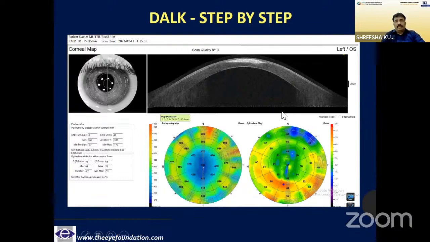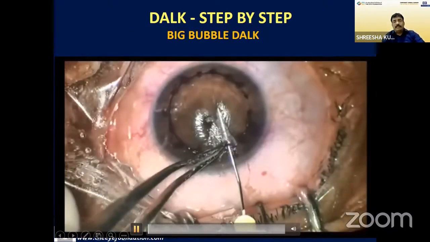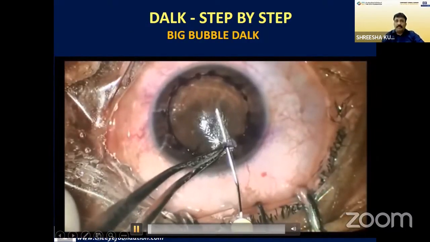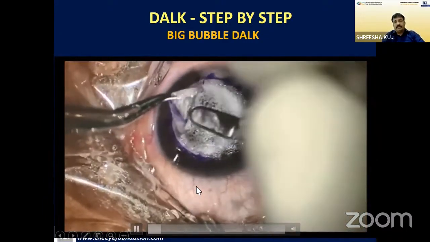So this is one case example. This particular patient is an advanced case of keratoconus, and there is a scar, but it is a superficial stromal scar, and here you invariably end up with a type 1 big bubble, which is showing here. That is the type 1 big bubble.